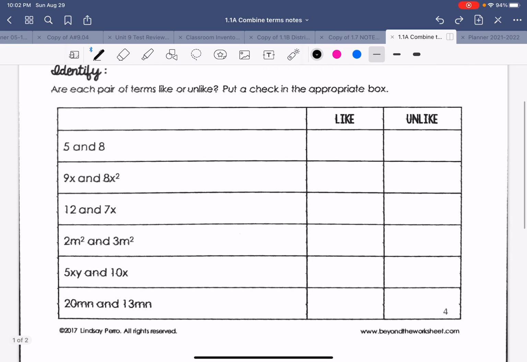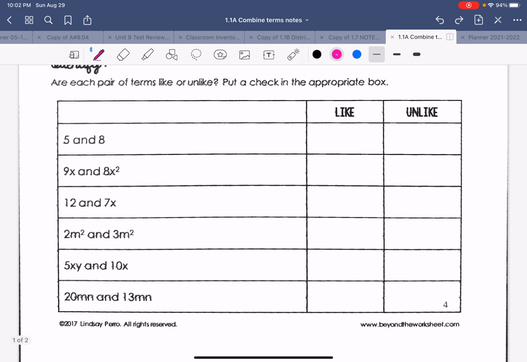So we're going to go through these really quickly. We're just going to talk about if they're like or unlike. So I have a 5 and an 8. Those are actually known as your constants. Because they're both constants, they are alike.